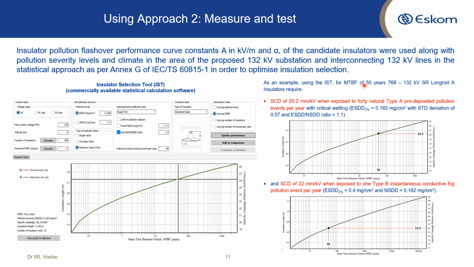And we then went and did the calculation. If we wanted a mean time between flashovers of 50 years for the type A pollution on the long rod A insulator, we're going to need 20.2 millimeters per kV. Then if we're looking at the type B instantaneous conductive fog pollution events, then for a mean time between flashovers of 50 years, we're going to need 22 millimeters per kV. And this we did for all the candidate insulators.